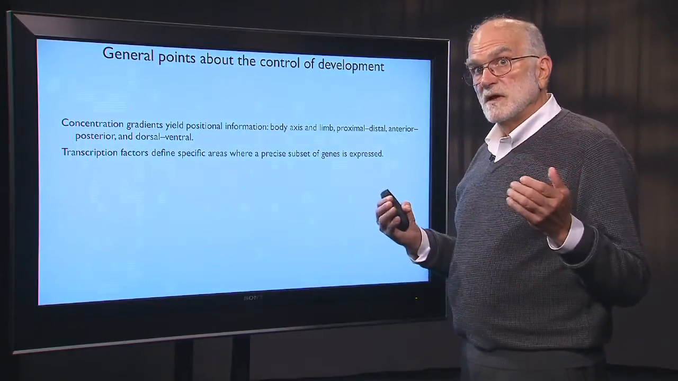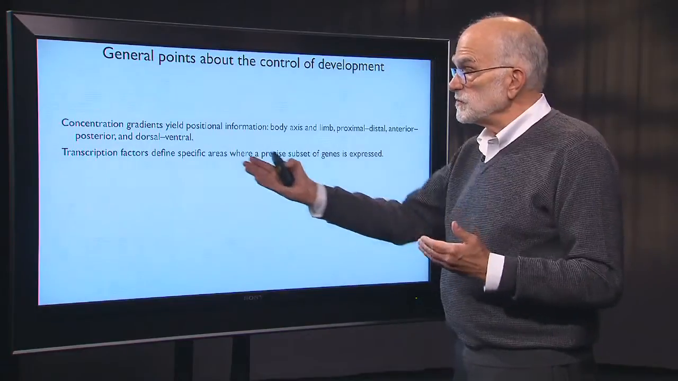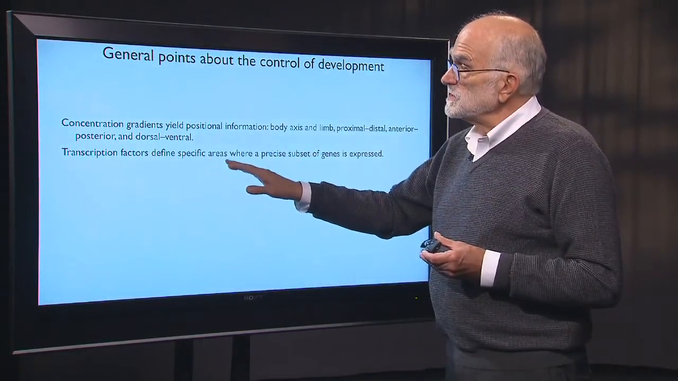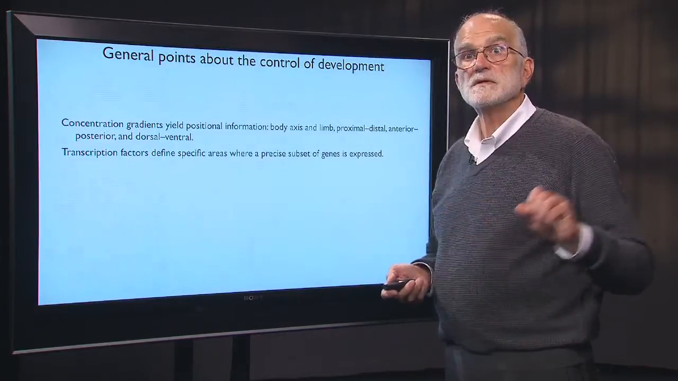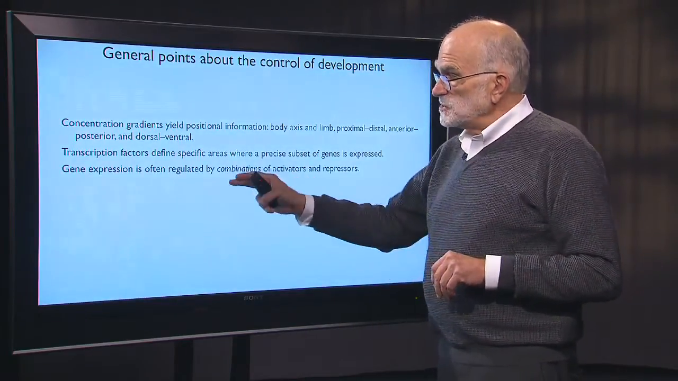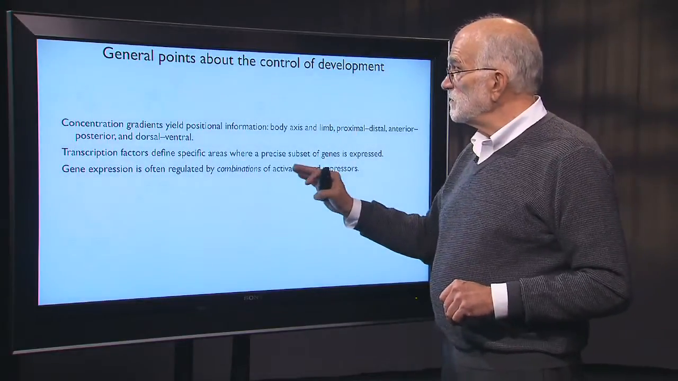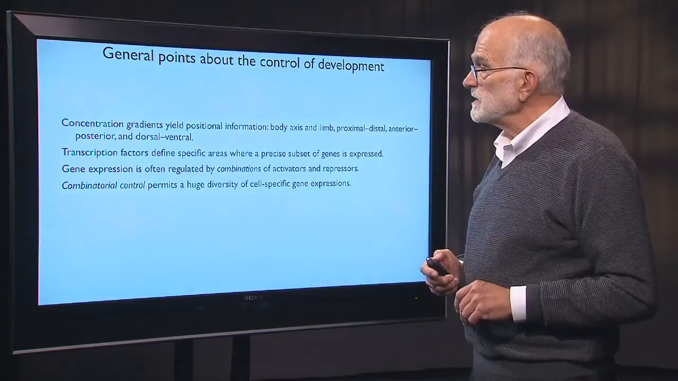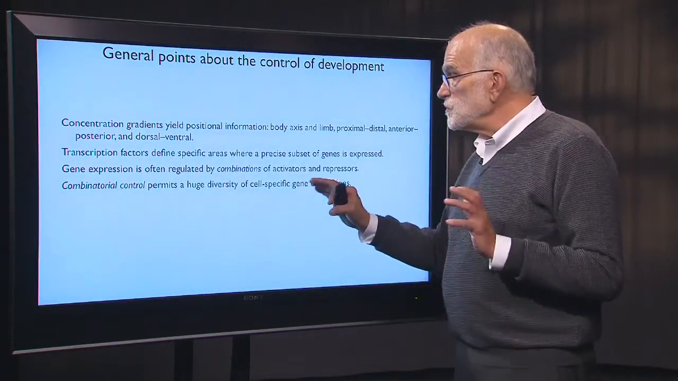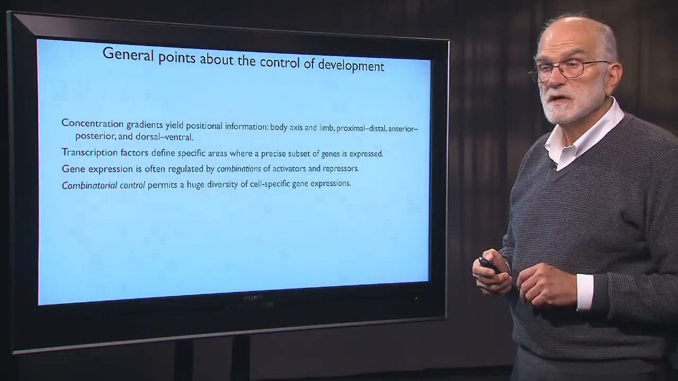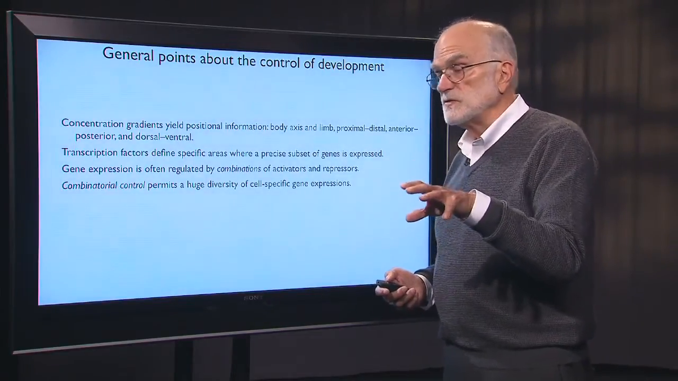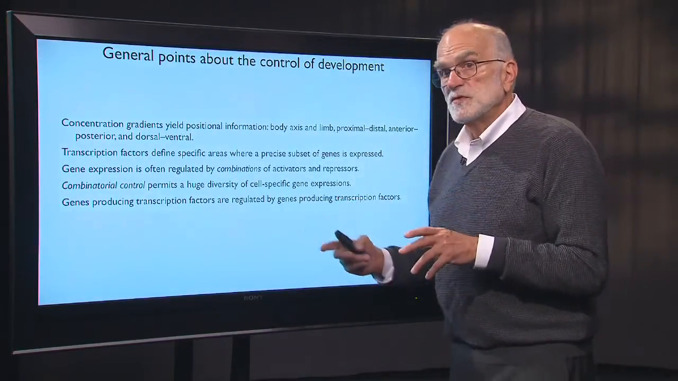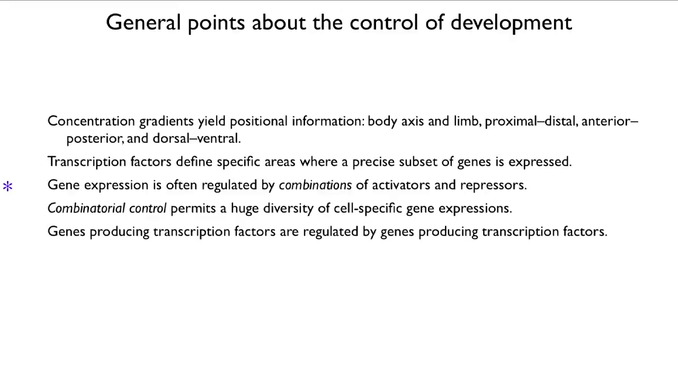Then, when cells start to develop, and they know from the concentration gradients what kinds of transcription factors they should produce, those then signal specific areas where only a subset of genes is expressed. That's how you can get heart in one place and liver in another. That gene expression, as we've seen from the preceding slide, is regulated by combinations of activators and repressors. Combinatorial control allows a huge diversity of cell-specific gene expressions. There are hundreds of different kinds of cells in the body, so each one of those is elicited by different combinations of transcription factors. The genes that produce transcription factors are regulated by genes that produce transcription factors. That builds the possibility of genetic signaling networks.